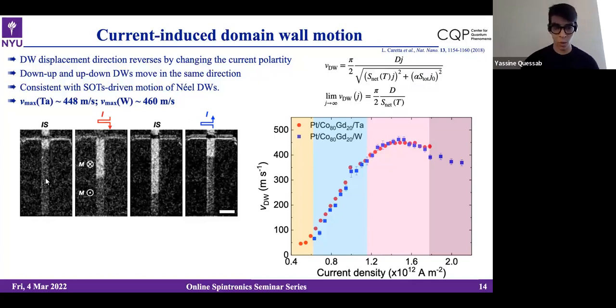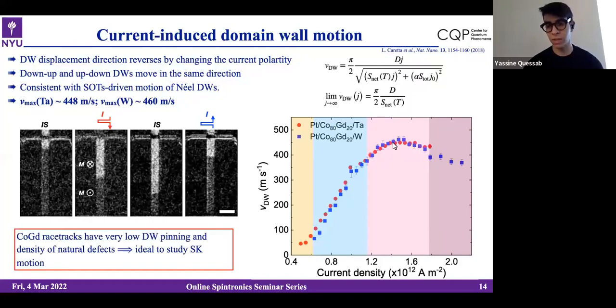Let me mention that within our cobalt gallium wire, we never observed domain wall nucleation inside the wire, and actually domain wall nucleation was pretty hard to achieve, and that indicates that our films have a very large nucleation field and also a low density of pinning sites. Together with the fast velocity that we reported, we can say that our cobalt gallium racetracks have a very low domain wall pinning and density of natural defects, which means that the structures that we optimized are ideal to study skyrmion motion.